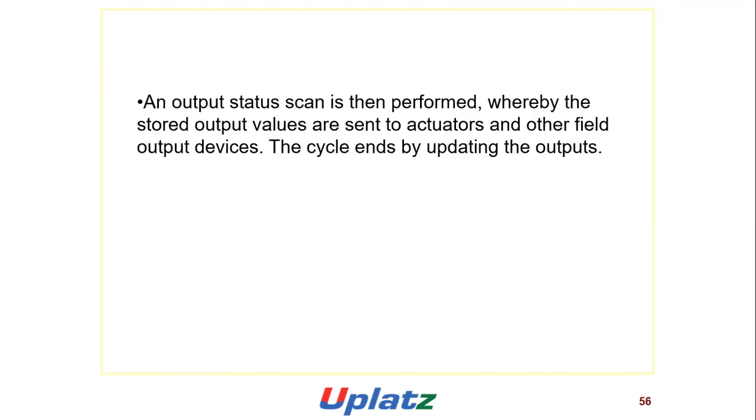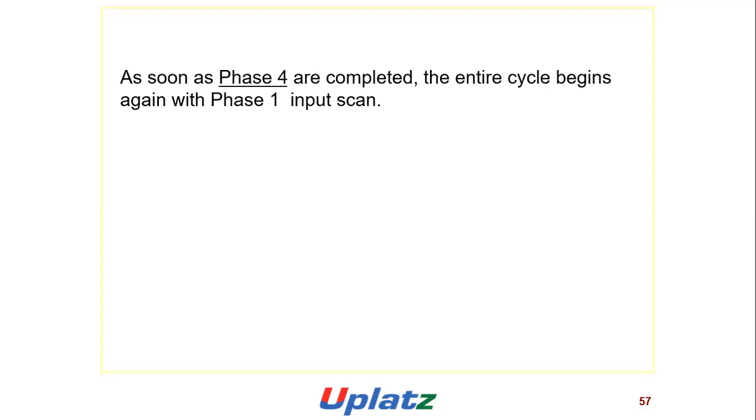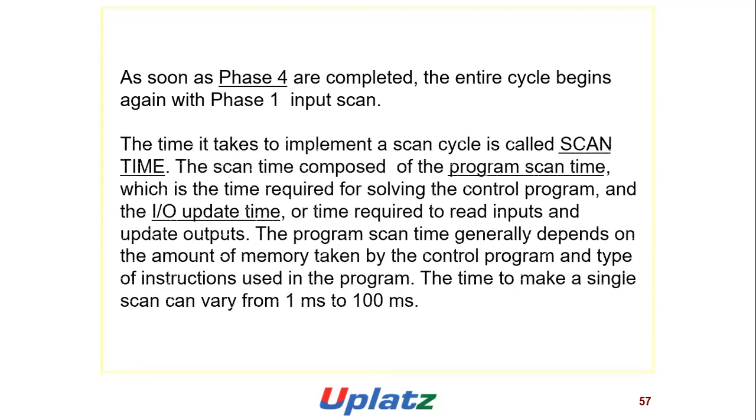An output status scan is then performed, whereby the stored output values are sent to the actuators and the other field output devices. The cycle ends by updating the outputs. This is the output status scan. As soon as phase 4 is completed, the entire cycle begins again with the phase 1 input scan.